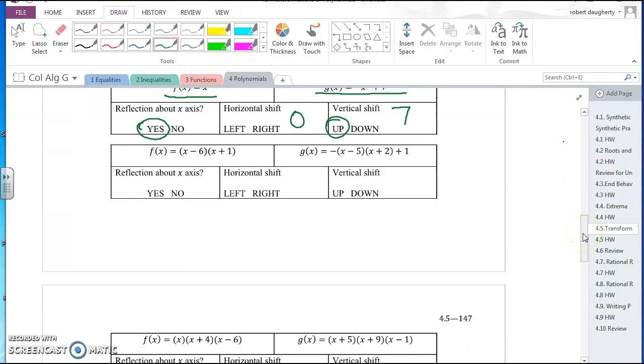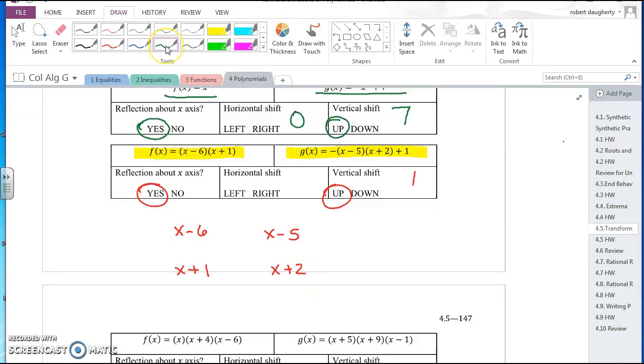Let's look at the next one. So I'm in factored form. I've got f of x is x minus 6, x plus 1. g of x is negative x minus 5, x plus 2, plus 1. Okay, so reflection about the x-axis, it looks like I can say yes to that. Vertical shift, it looks like there's a shift up by 1. And now I just need to figure out, was there a horizontal shift? It looks like x minus 6 turned into x minus 5, and x plus 1 turned into x plus 2, okay?